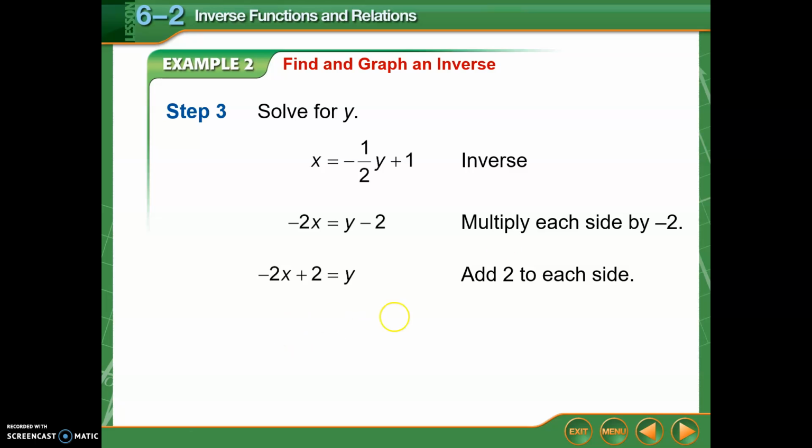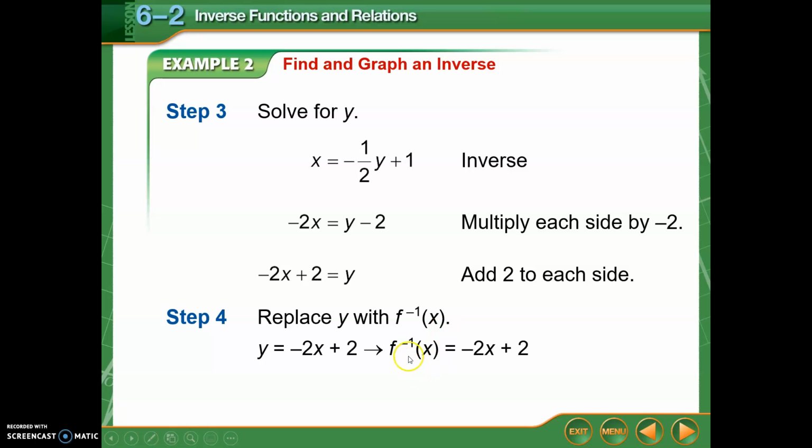And the last step, now you go back and you take y out and you put f to the negative first x. So f inverse of x. And so we say f inverse of x equals negative x plus 2. That process: f of x becomes y, swap x and y, solve for y comes out, f inverse of x goes in, and voila, you're done.